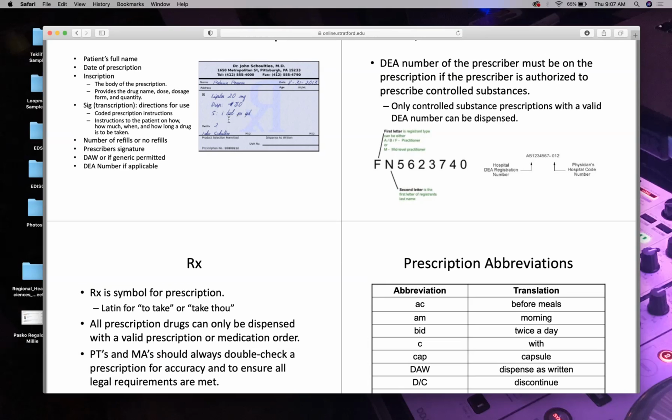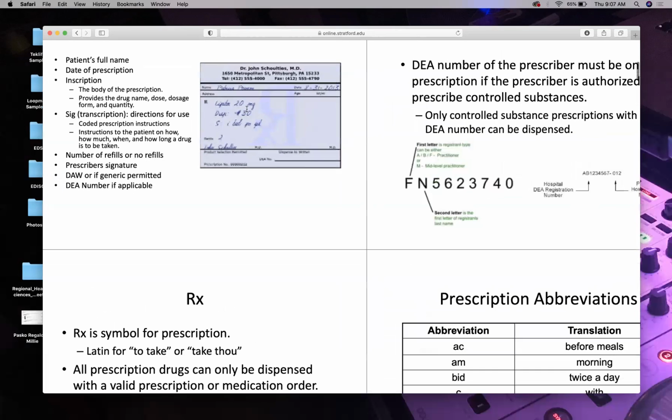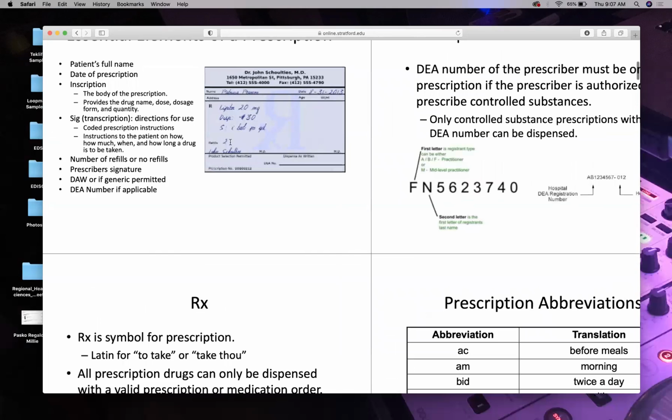TID, 3 times a day. QID, 4 times a day. PO means per os, or by mouth. That means this person has to take this Lipitor, 20 milligrams, right? And there's 30 pills here, right? Dispense, DISP, number 30. Let's see if I can enlarge that a little bit so you can see that. But at home, you could probably enlarge it even better.